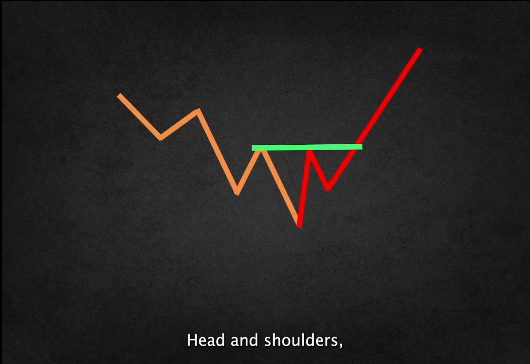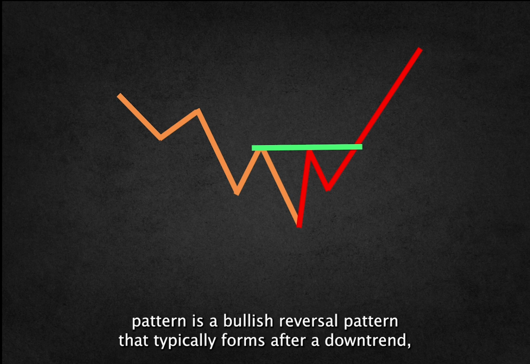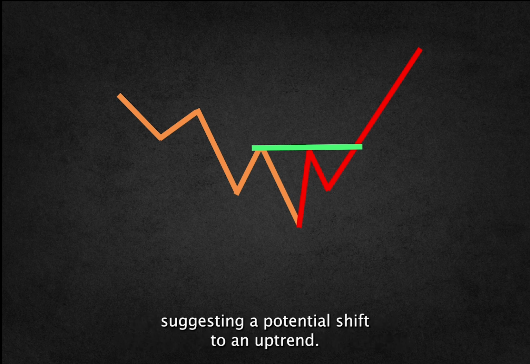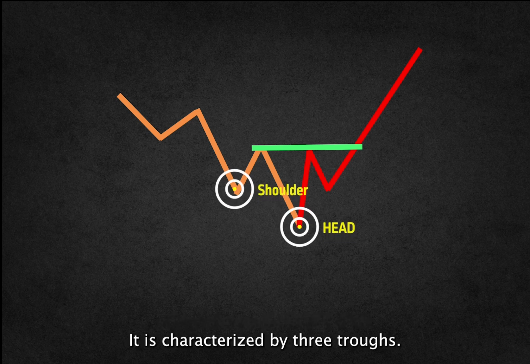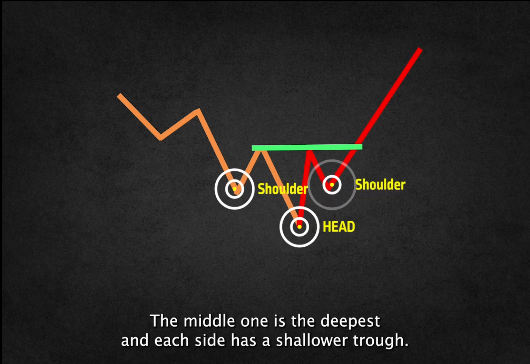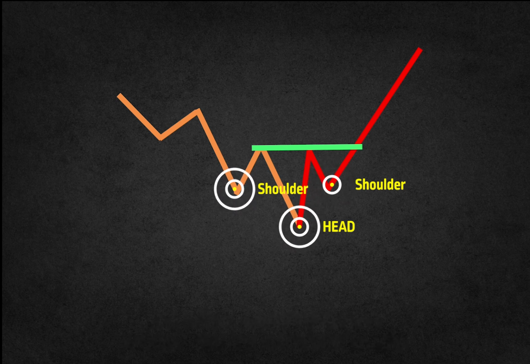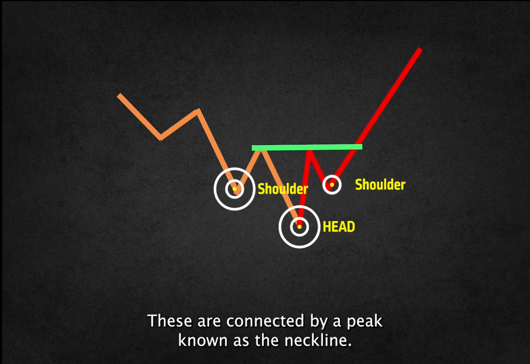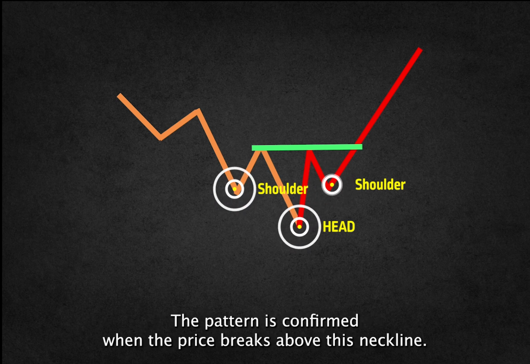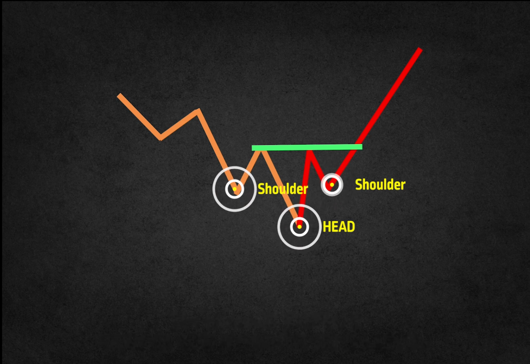Inverse head and shoulders. The inverse head and shoulders pattern is a bullish reversal pattern that typically forms after a downtrend, suggesting a potential shift to an uptrend. It is characterized by three troughs. The middle one is the deepest and each side has a shallower trough. These are connected by a peak known as the neckline. The pattern is confirmed when the price breaks above this neckline.